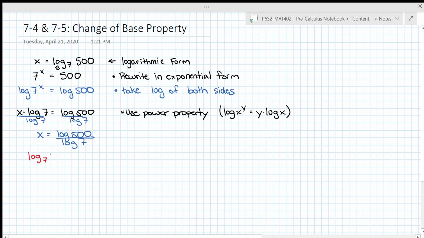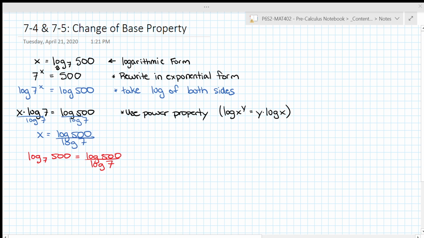The log base 7 of 500 is equal to the log of 500 divided by the log of 7. This let me change the base from 7 to, in this case, just base 10. It would not have to be base 10, right? Up here, I could have just as easily taken the natural log of both sides. Again, as long as I did it to one side of the equation and did it to the other side, it would be the same thing.